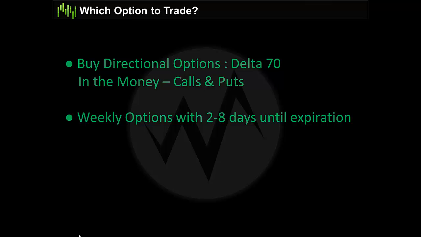Okay, and specifically, some people have asked, what option do we trade? I know we have all these different strike prices. Basically, when we buy directional options, we buy the Delta 70, in the money, either a call or a put. And usually we go with the weekly options that expire anywhere from 2 to 8 days, depending on the day of the week. If we're coming into Thursday or Friday, we may go into the next week of the weekly options. It just depends on what we're doing. But I have traded weekly options on a Friday that expire that Friday.